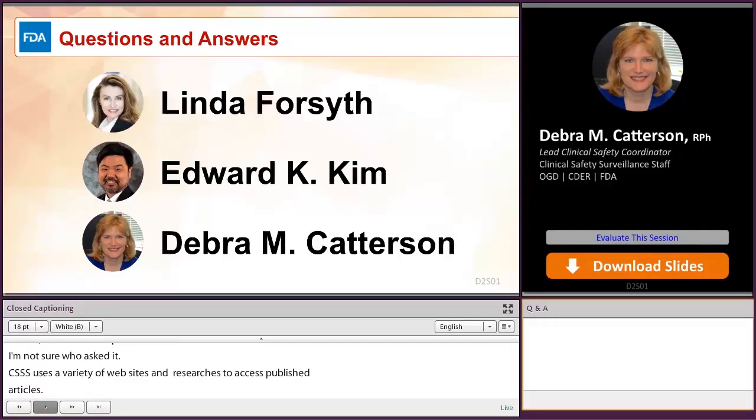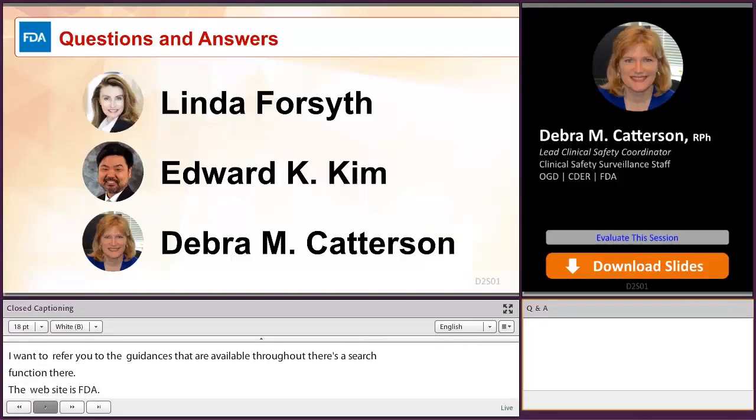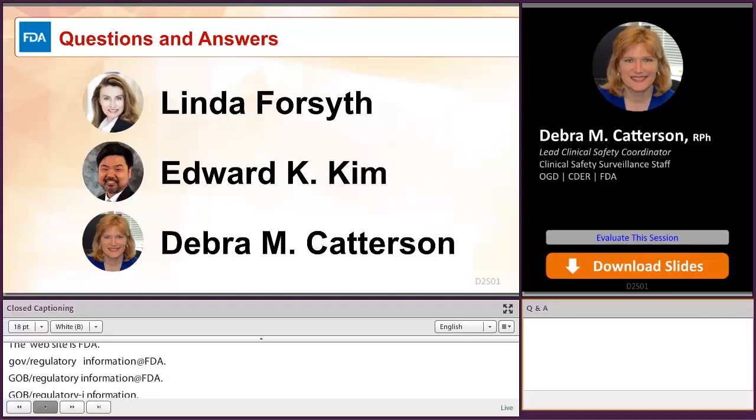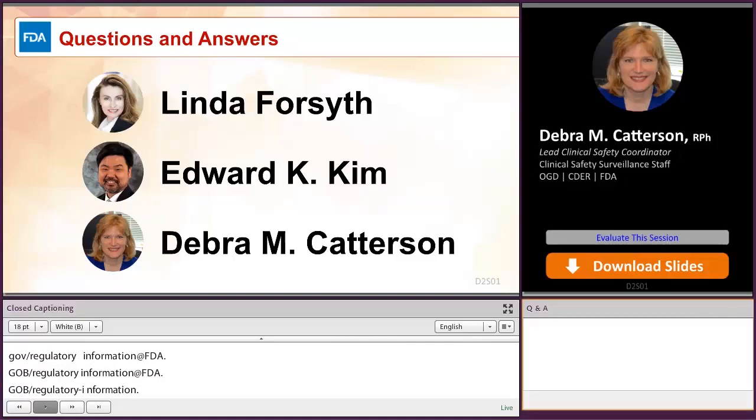The website is fda.gov/regulatory-information. And there you can access a portal where you can search for FDA guidances specifically related to best practices for good pharmacovigilance practices and pharmacoepidemiologic assessments.